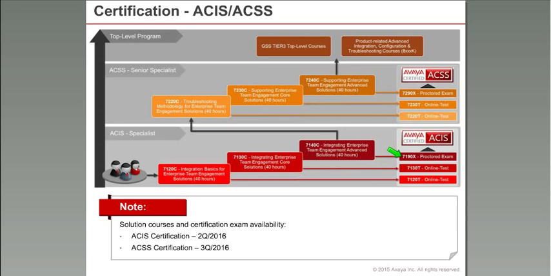Then moving up, we have the ACSS, which will be again 3 classroom-led courses. So this is looking at troubleshooting the team engagement solution. We have a troubleshooting methodology class, followed by troubleshooting the core, followed by troubleshooting advanced. 2 online tests and another proctored exam.